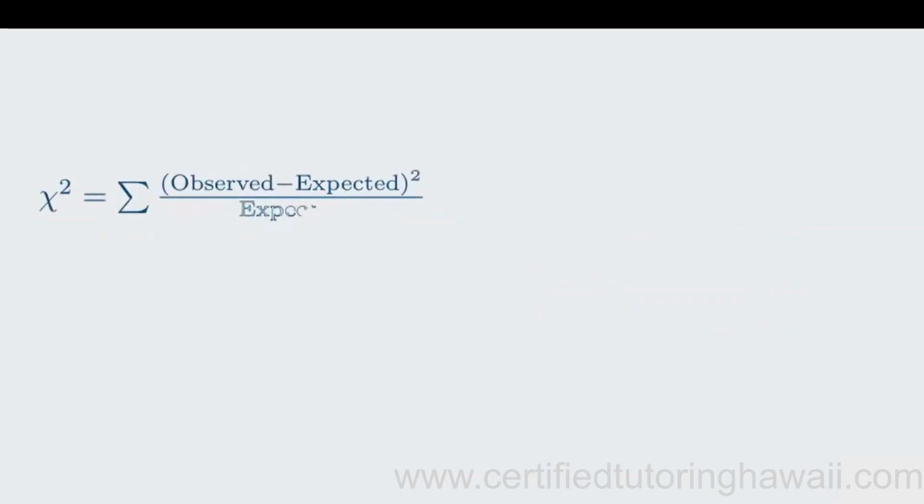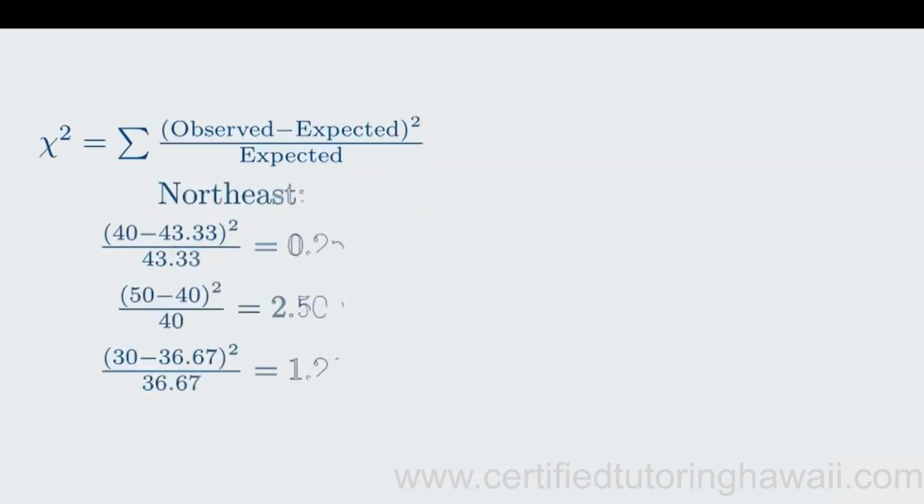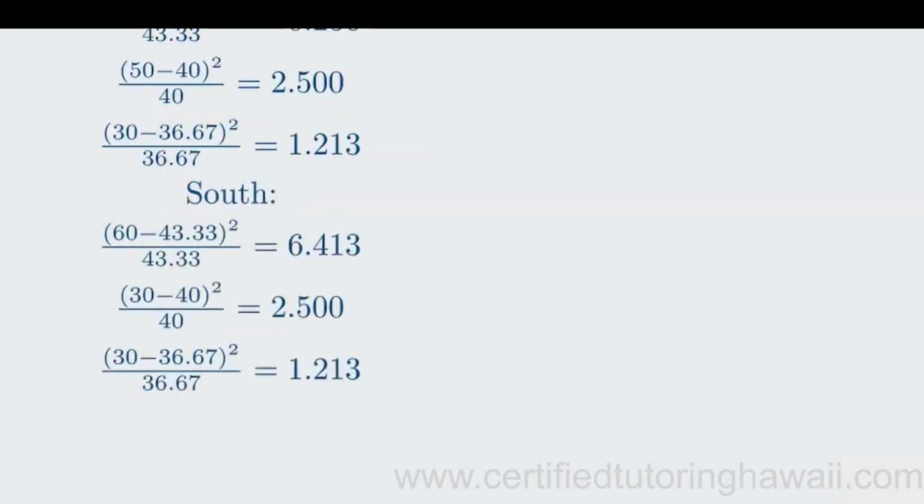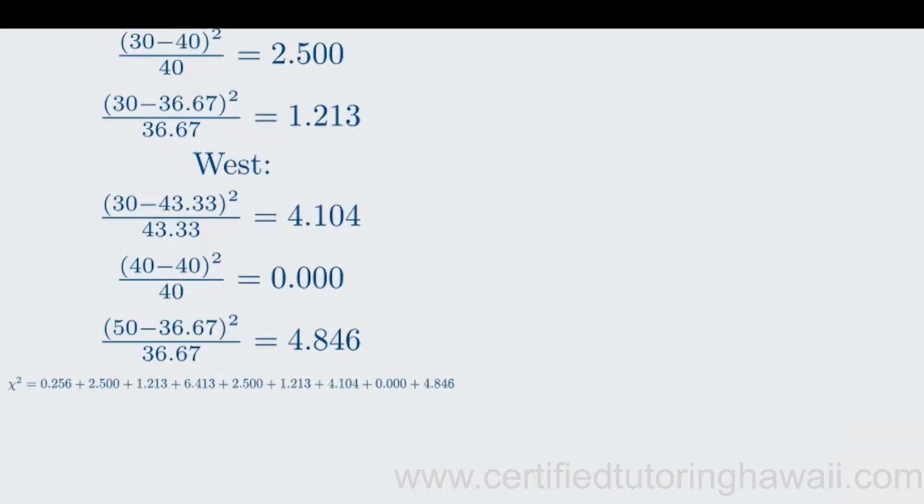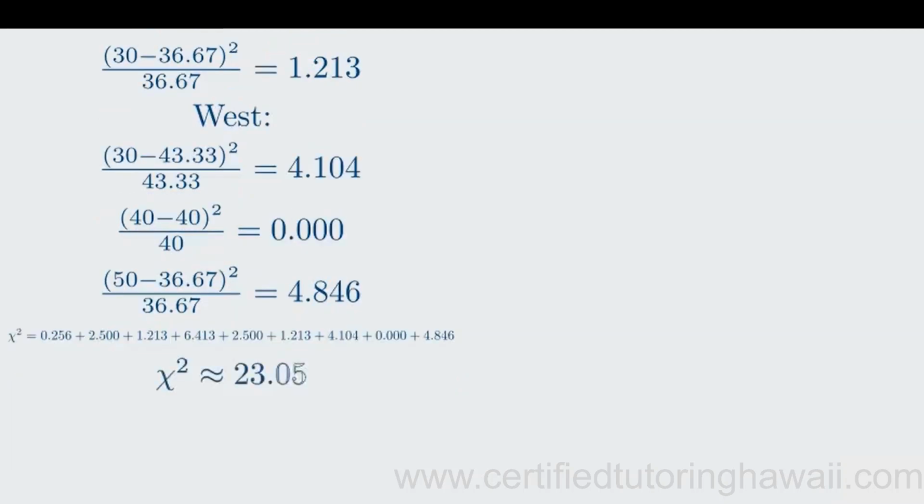Now, let's compute our chi-square statistic for the regional chip preferences. We will take each observed count, subtract the expected count of 43.3, 40, or 36.7, square it, and divide. First, for the Northeast region, we calculate the components for barbecue, plain, and sour cream flavors. Next, for the South, we see larger deviations in the barbecue preference, contributing over 6 to our sum. And finally, for the West, the sour cream preference also shows a notable difference from the expected count. Summing all 9 of these values gives us our final test statistic. Our total chi-square test statistic is approximately 23.05.